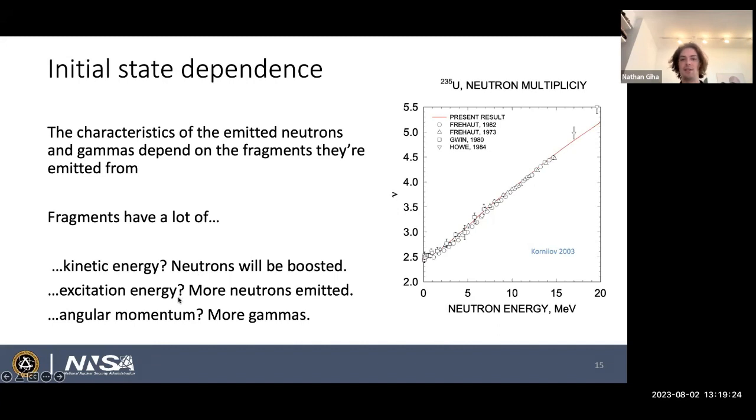If the fragments have more excitation energy, then we have more fuel to emit more neutrons. And you can see that reflected in the graph here, where on this axis is the neutron multiplicity, and on this axis is the inducing neutron energy. So as we add more energy to the fissioning nucleus, we start to get more and more neutrons. And you can see it's really significant. We add 10 MeV, we get an entire extra neutron or more on average. If we add more angular momentum, well, we'll probably expect to get more gammas, and specifically more yrast gammas, since those are the strongest messenger for the angular momentum of the fragments.